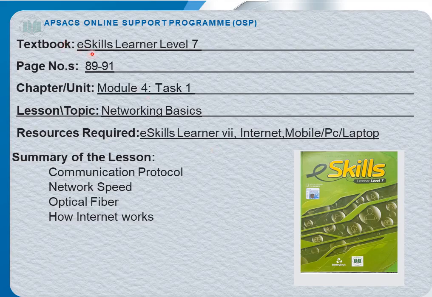Textbook required are E-Skill Learner Level 7, pages 89 to 91, Chapter Module 4 Task 1, Networking Basics. Resources required are E-Skill Learner Level 7, Internet, mobile, PC or laptop. Summary of the lesson: communication protocol, network speed, optical fiber, and how internet works.